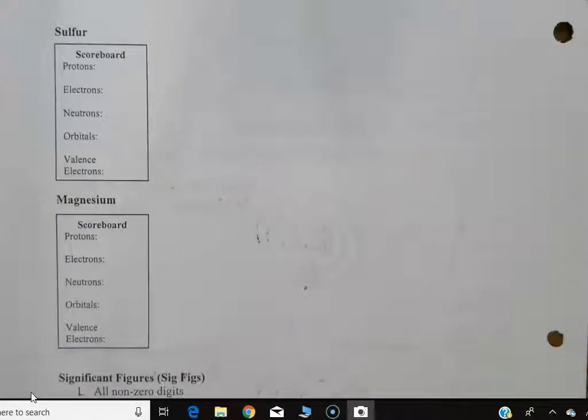Okay, so we have 2 more on the next page, sulfur and magnesium. Pause and go ahead and do those on your own before you watch me do it, if you haven't been pausing and doing them on your own anyway. I'll give you a second to do that. And we're back. Okay, so I'm going to do both of these silently and see how you did.